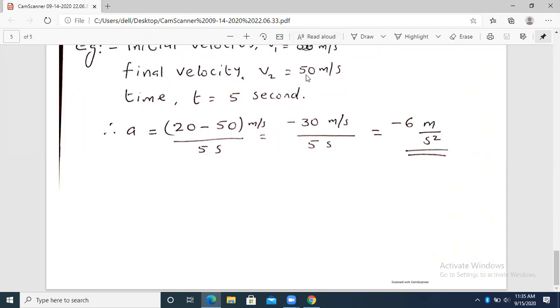Final velocity minus initial velocity. So 20 minus 50 is minus 30. You know, minus will come. You can imagine that minus will come. That is called retardation or deceleration.